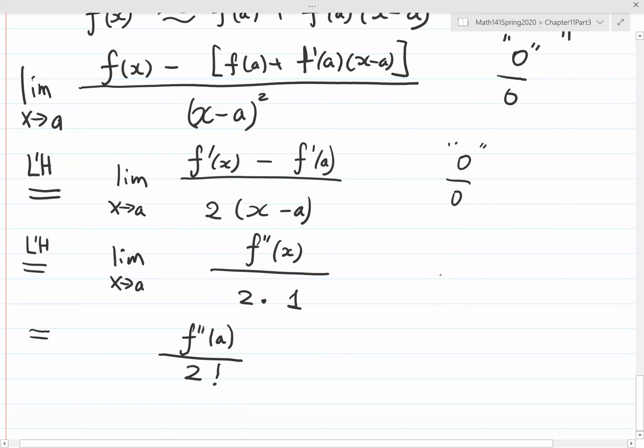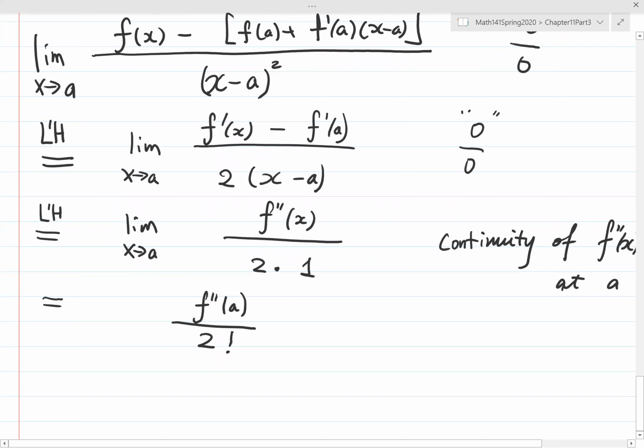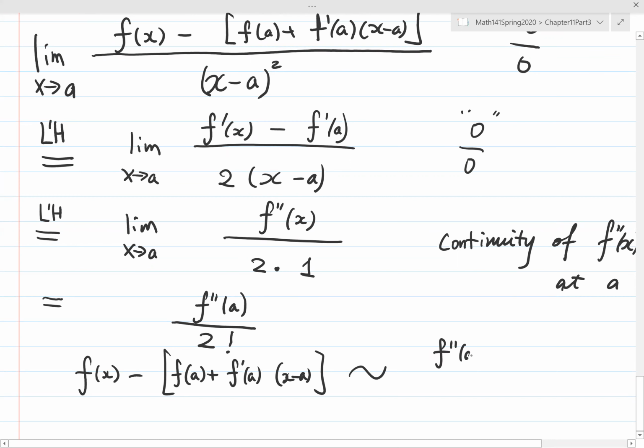We use the continuity of the second derivative of f at a. So you see the ratio is actually a constant. So we can conclude that f(x) minus the linear approximation is around f''(a) over 2 factorial times (x minus a) squared.